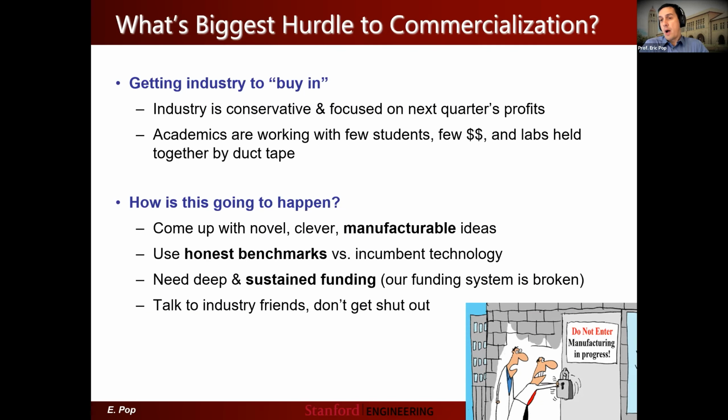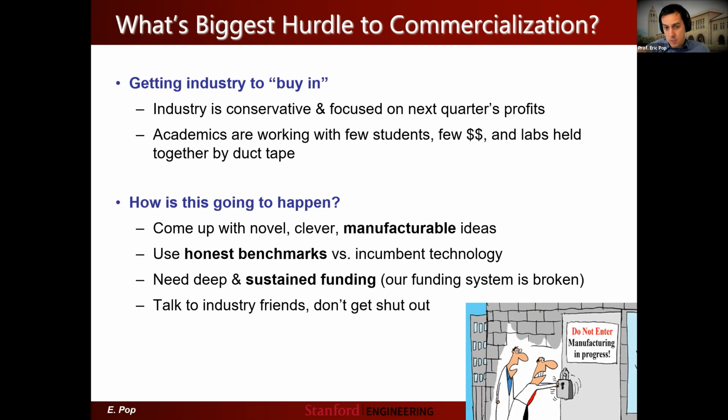How can we work with industry better? Well, I think as academics, we have to get industry to buy in, but we have to keep in mind what industry is focused on. They're focused on profits and next quarter's deliverables, right? And they're very conservative. On the other hand, as academics, we work with a few students, a few dollars or euros, and we work in labs that are held together by duct tape and chewing gum. And sometimes I feel that we also work in an academic echo chamber, where we hear the same ideas bouncing back and forth, but they're not very relevant for commercialization.